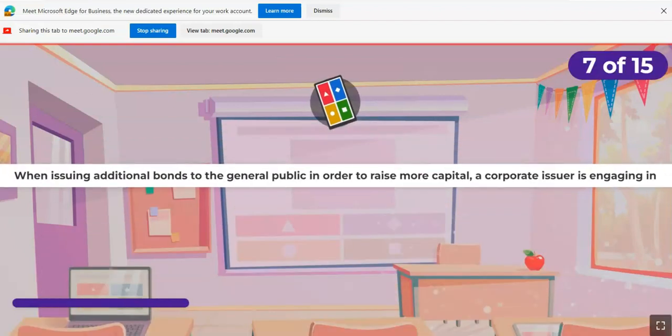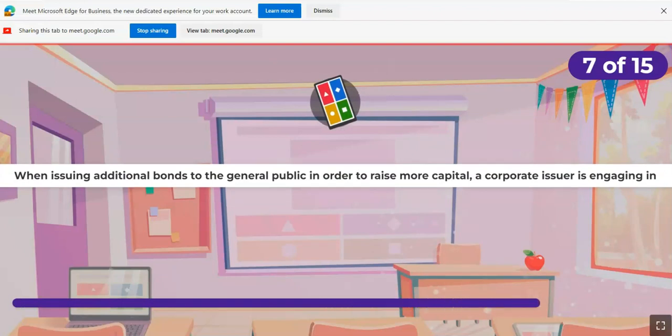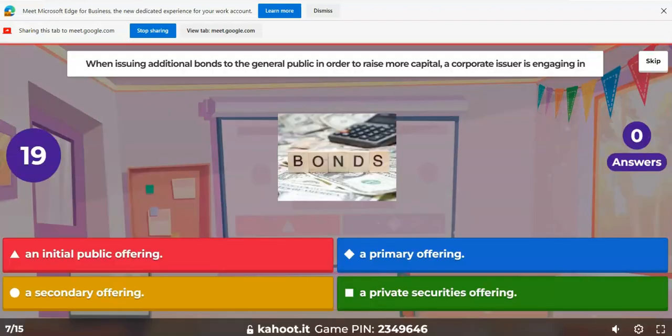When issuing additional bonds to the general public in order to raise more capital, a corporate issuer is engaging in A. An initial public offering. B. A primary offering. C. A secondary offering. Or D. A private securities.